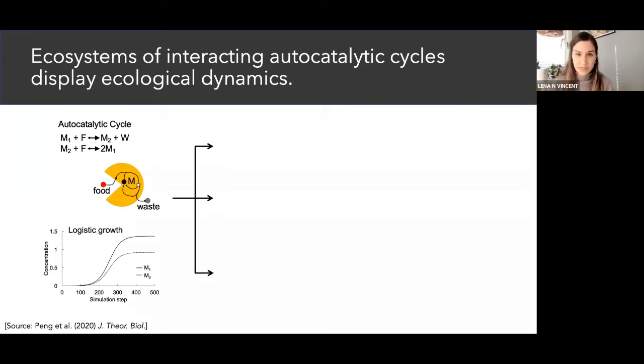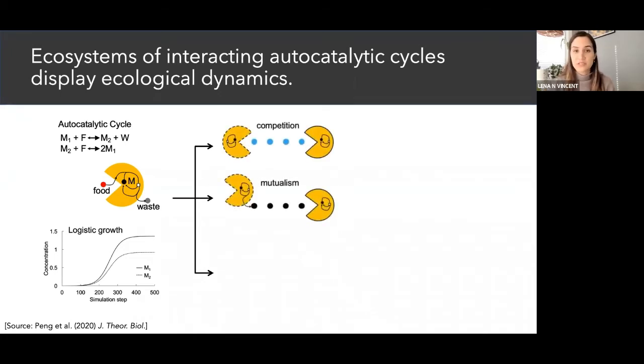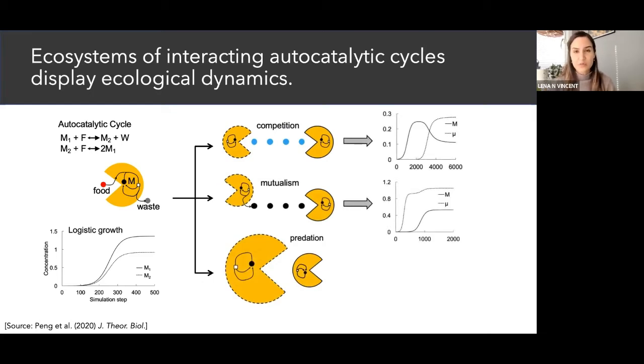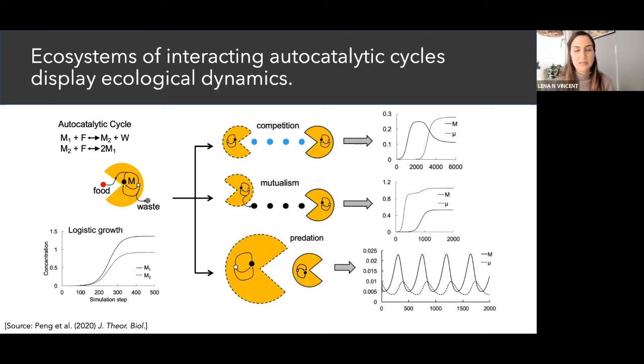And even more interestingly, when there are sets of interacting chemical cycles that behave either as competitors, mutualists, or even predator and prey, then complex dynamics start to emerge in the system that resembles what you see in biological populations. And this can be seen in the concentration of member species over time. And you can see in these figures here that you see complex dynamics emerge.